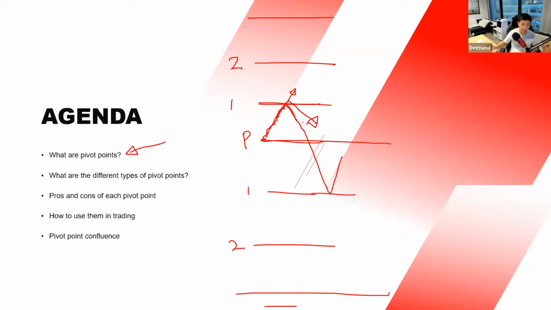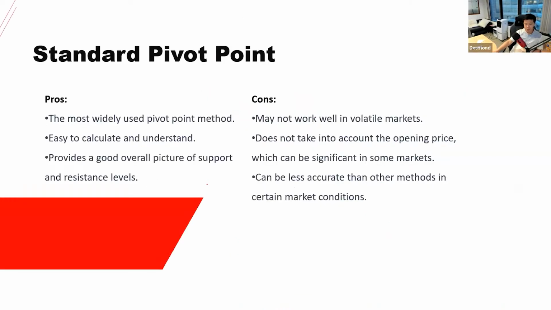Okay, now let's begin. Let's continue from here. What are the different types of pivot points and their pros and cons? There are mainly, if I'm not wrong, 4 or 5 main pivot points. I'll be touching on them pretty quickly. The standard one is really simple, and it's the most widely used one.